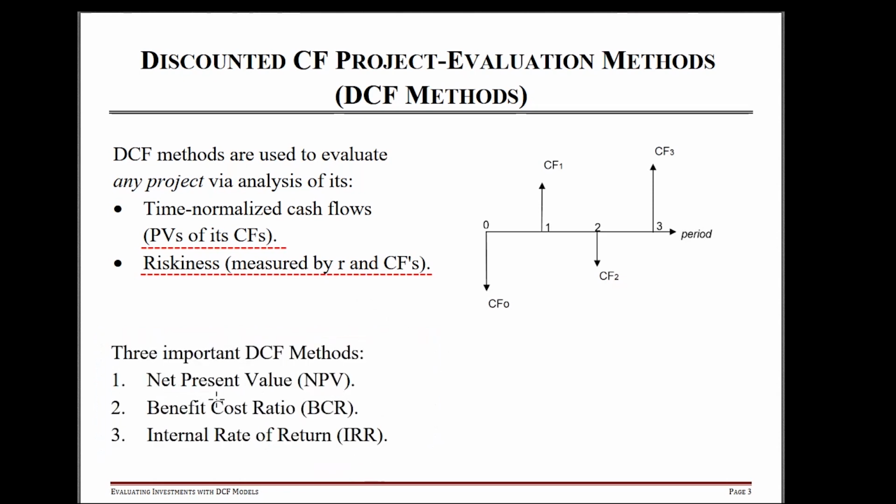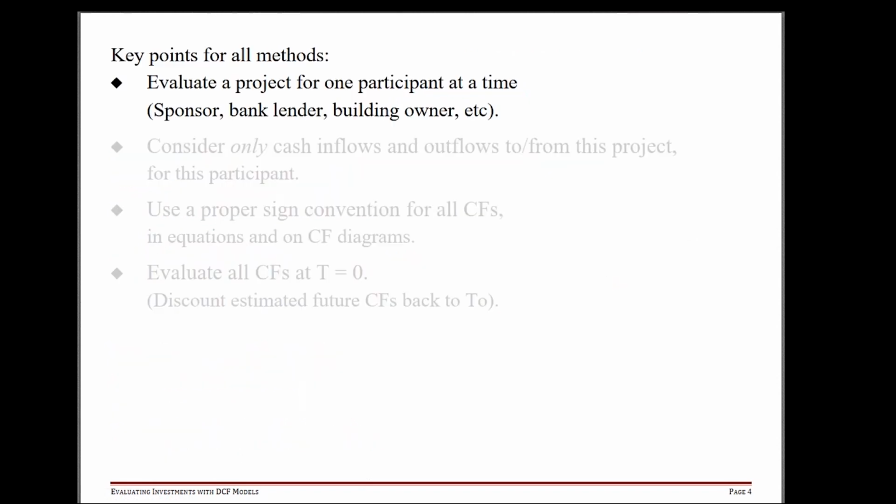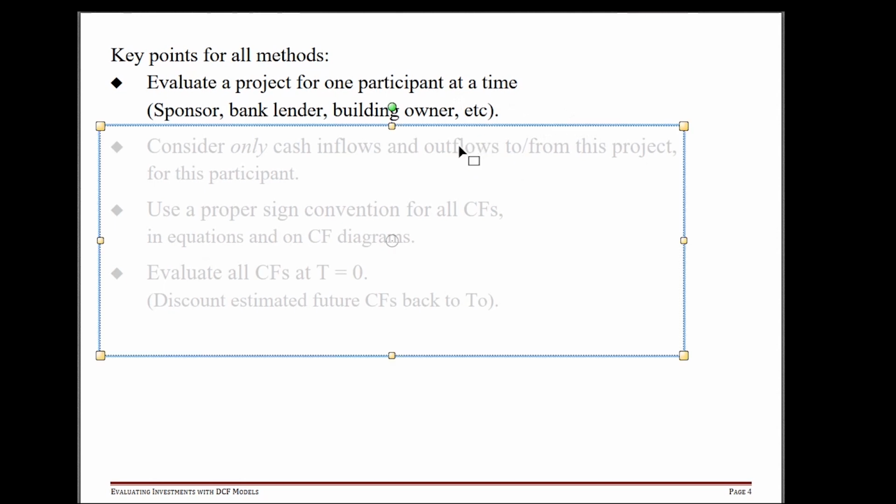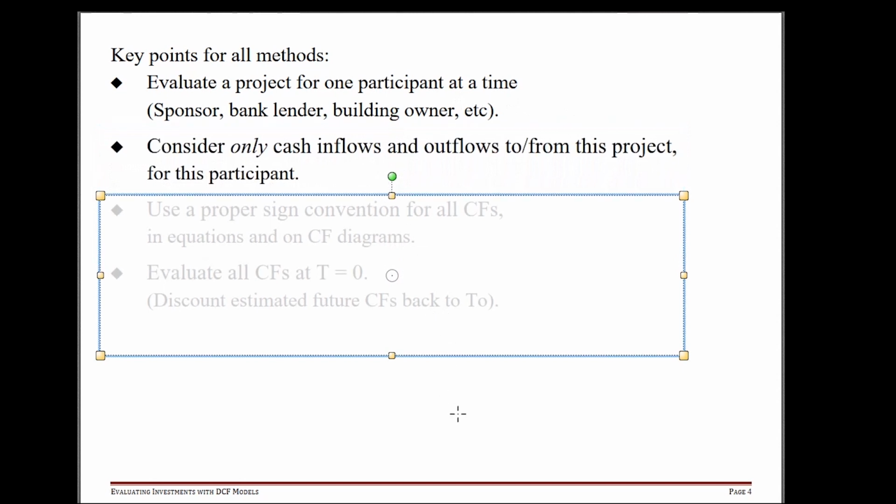When we talk about DCF methods, we're usually talking about three primary methods: the net present value method, the benefit cost ratio, which is also sometimes called the profitability index, and the internal rate of return method. I will consistently call it the benefit cost ratio. For all of these methods, we want to be careful to always evaluate one project at a time for one participant at a time. Don't get two projects involved and don't get more than one participant involved in our evaluation.